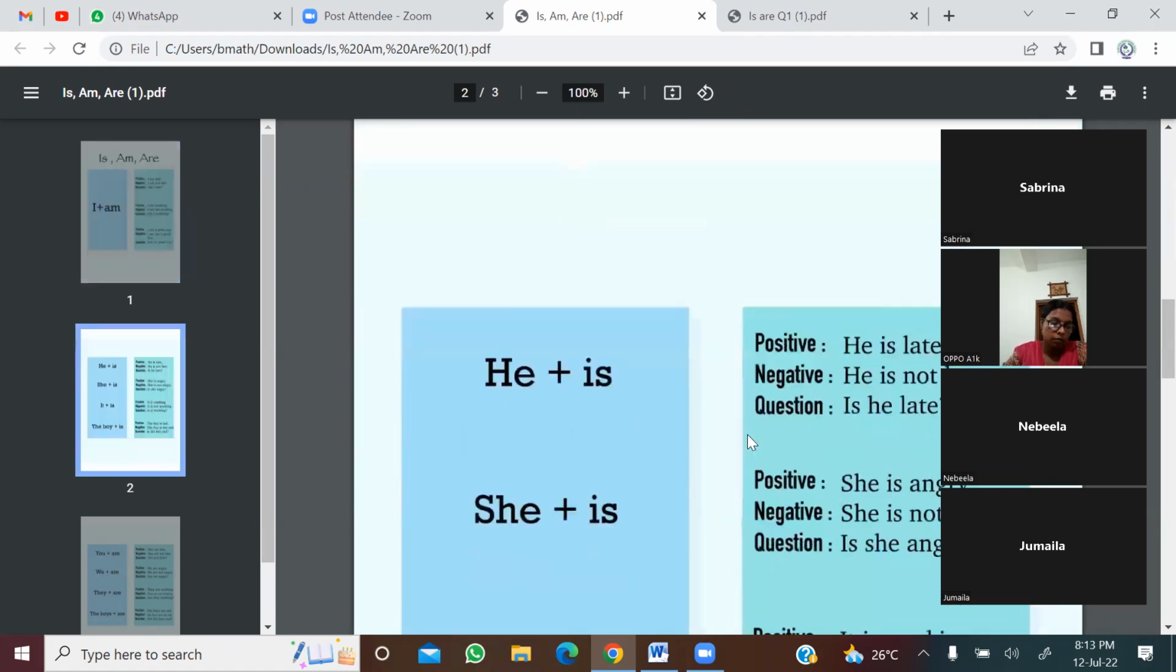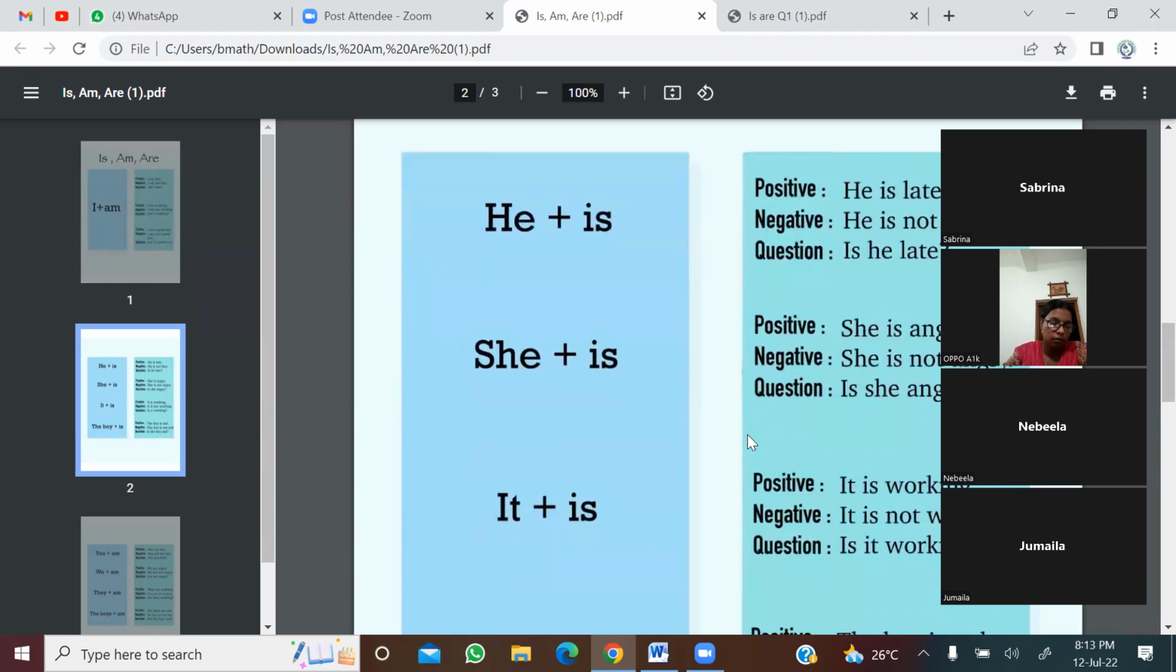When you look at the singular pronouns, it will be he is late, he is not late, is he late? When you're asking a question, it will either begin with WH words like what, which, where, or with linking verbs like is, am, are, was, were. Remember, a question never begins with a pronoun or a noun. He, she, you, we, they, all these are called pronouns. A question never begins with a pronoun. So, is he late is the correct way to form a question.